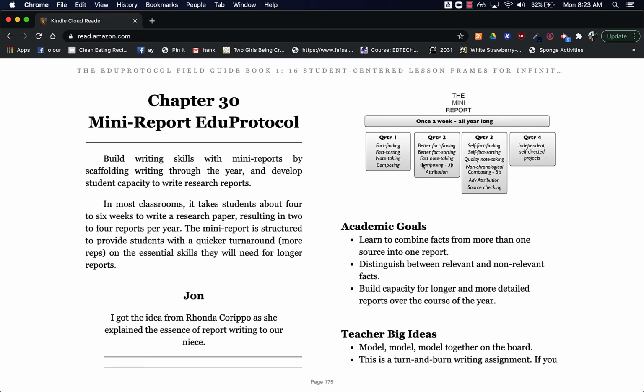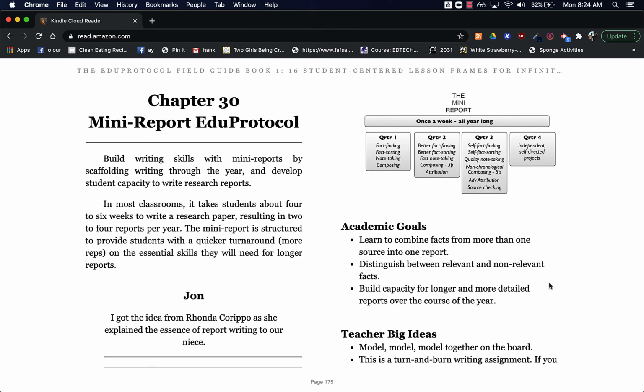So here we have the mini report EDUProtocol. In the mini report EDUProtocol, we're looking at being able to combine facts from more than one source into one report. This is something that we want students to be able to do, yet we don't give them the practice with it. We want them to also be able to distinguish between relevant and non-relevant facts, and then give them the repetitions to build capacity for longer and more detailed reports over the course of the year.